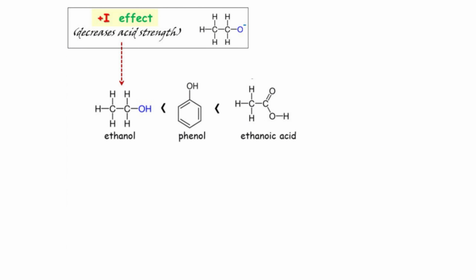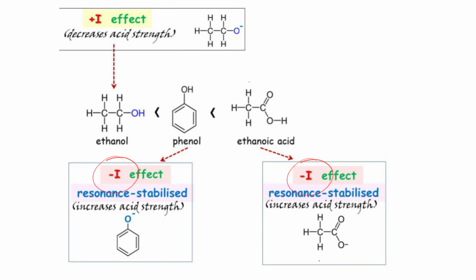As a conclusion, alcohol only shows positive inductive effect. There's no resonance effect. Both phenol and carboxylic acid show negative inductive effect and resonance effect. So, how do we explain that the acid strength of carboxylic acid is stronger than phenol?